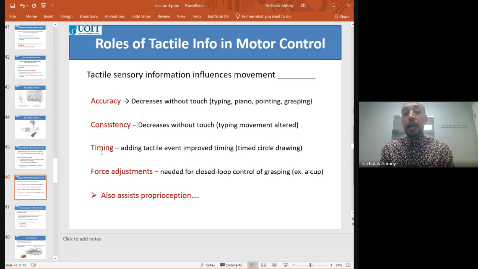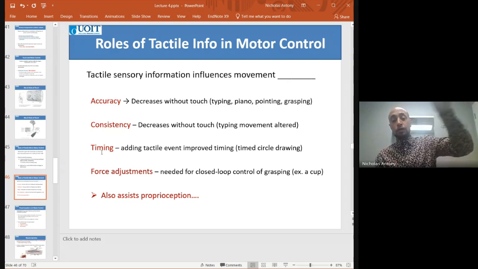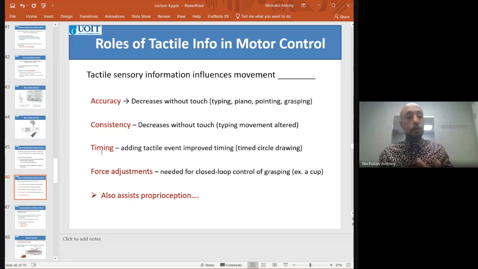They had people drawing a circle in the air, or drawing a circle in the air but touching something at the top. They found their timing was consistently better when they had the sense of touch. And what we're going to notice throughout all of this is that the more sensory information you add to a particular motor skill, the more it's memorized, the more it's ingrained, or the more you can get out of it.